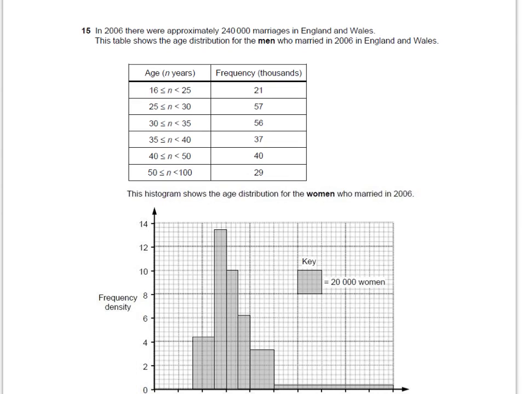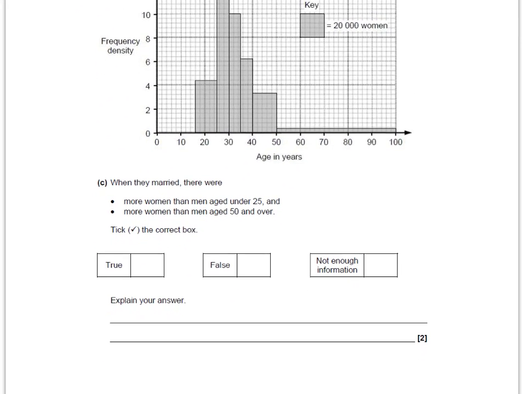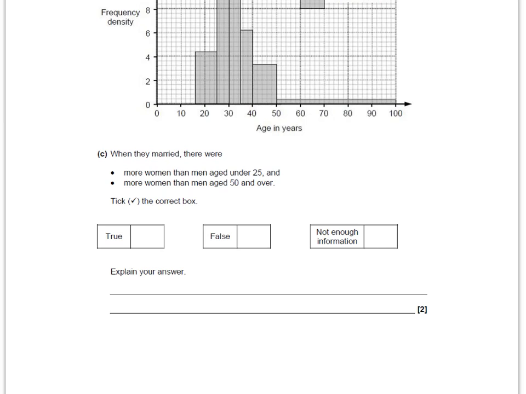Question 15. This is part C. Don't worry if it doesn't look too much like the one in your exam. I've had to make a couple of changes so I could fit it all onto one page here. This is the bit we're after.